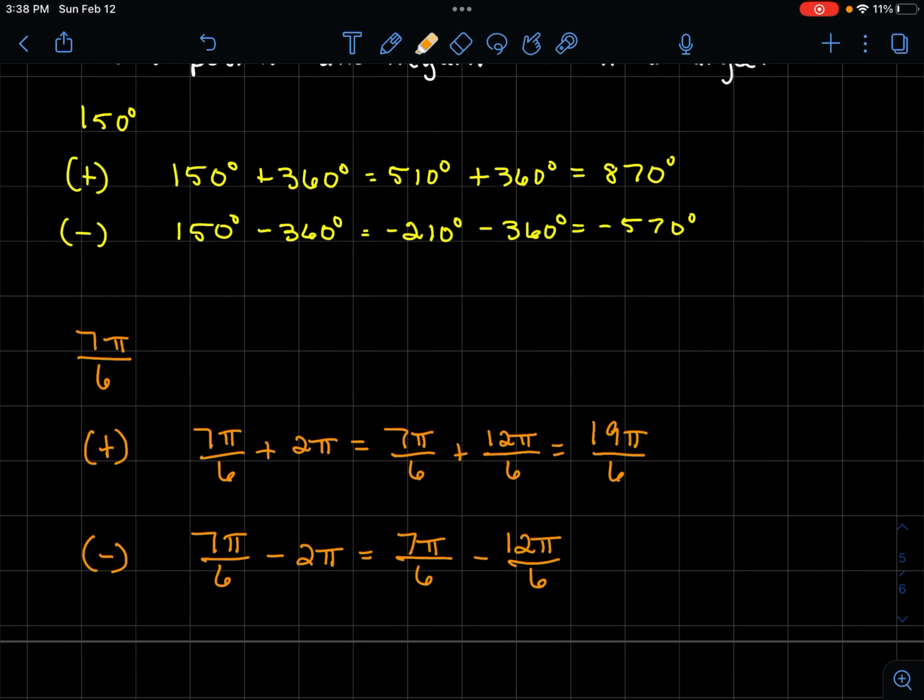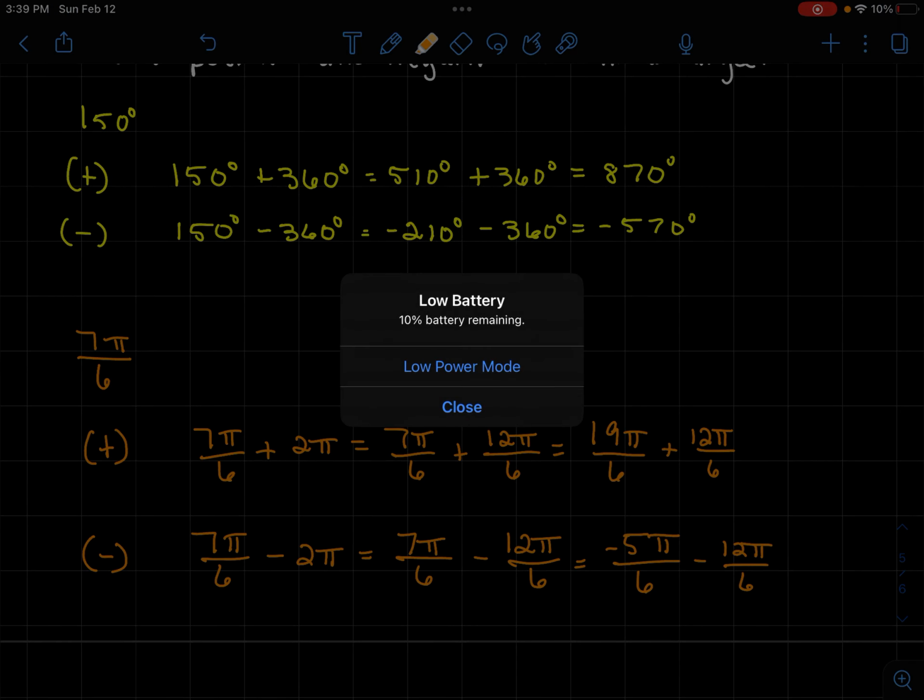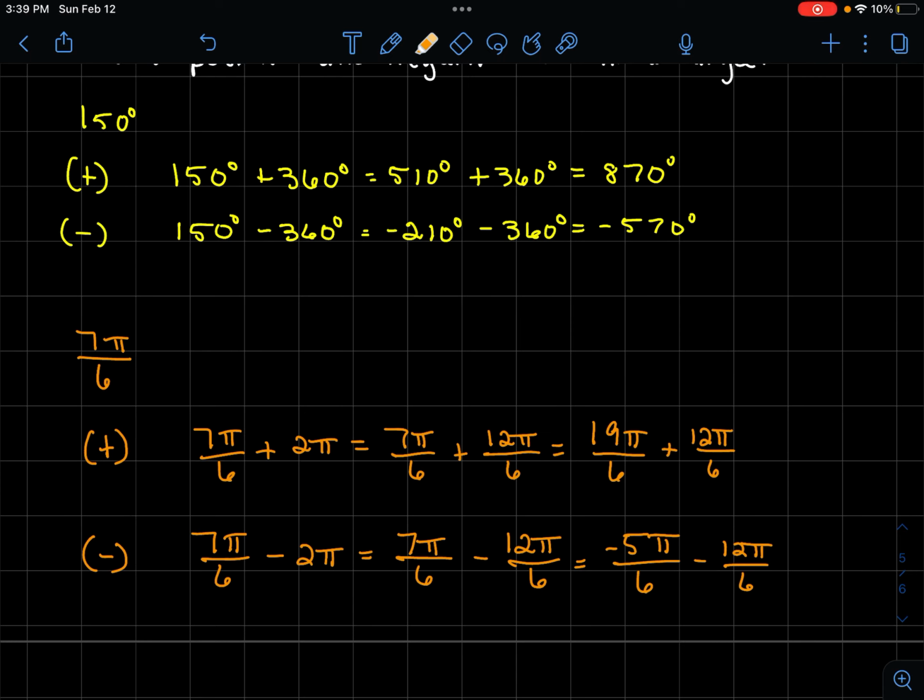The negative, let's subtract away 2 pi, or in other words, subtract away 12 pi over 6. 7 pi minus 12 pi will give us negative 5 pi over 6 for its coterminal angle. And there are just 2 here, a positive and a negative coterminal angle for 7 pi over 6. Just like we did in the previous example where we could add and subtract 360 again to get more coterminal angles, we could add or subtract another 2 pi, or another 12 pi over 6, to get 2 more coterminal angles. And that would give us something like 31 pi over 6 and negative 17 pi over 6.